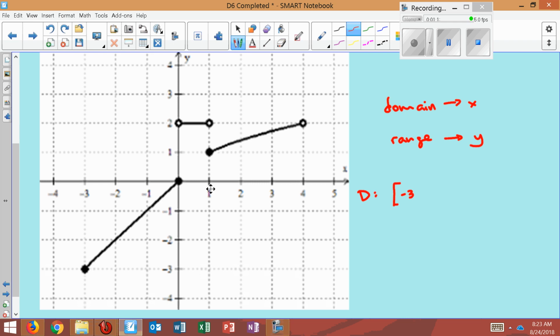So domain's looking at it levelly, or horizontally. And so we're still going, until we get to 4. And at 4, it's an open circle. So that would look like that. That's our domain. And this, by the way, would be our answer.